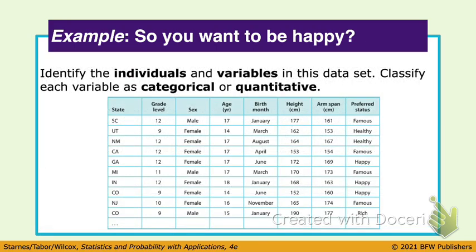That's a tough one. So what you and your group need to do is identify who the individuals in this data set are, what the variables in this data set are, and then classify each variable as categorical or quantitative. Now, I do not expect you to write out every variable name and write categorical or quantitative next to it. You are more than welcome to just use a C or a Q for each of the variables and label it on the table itself, okay?